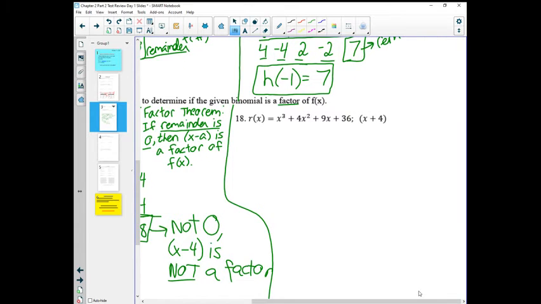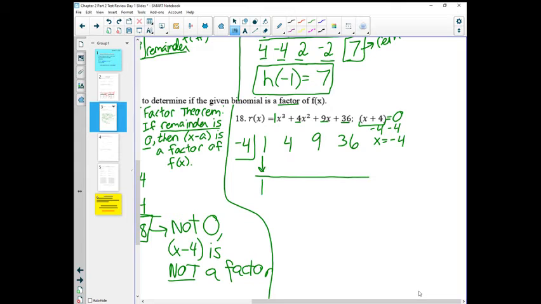Let's do number 18. The same thing, we're checking to see if x plus 4 is a factor of that polynomial. First, we're going to solve for x by subtracting 4 to both sides, so that x equals -4. Now let's see what the remainder is when we divide by that polynomial. 1 is the first coefficient, 4 is next, 9, then 36.